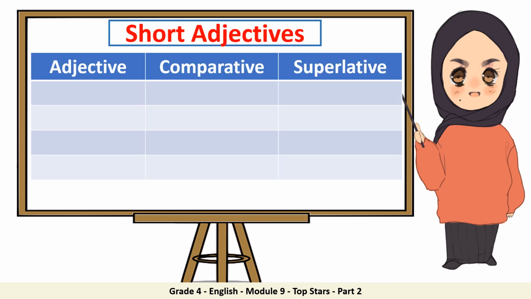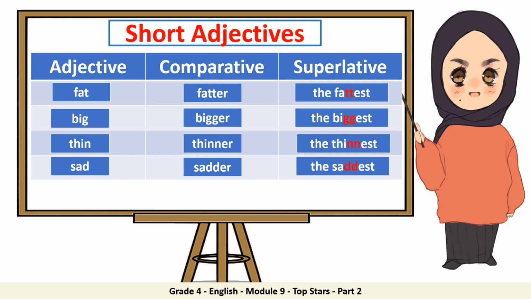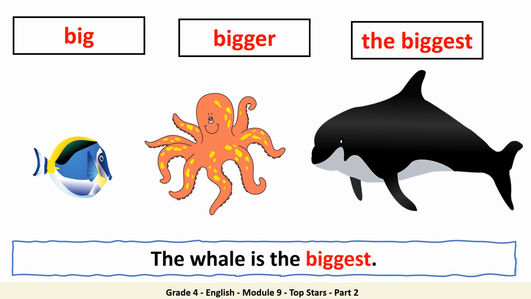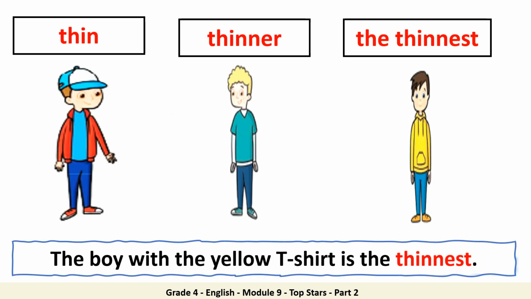Let's check the table together. Fat, fatter, the fattest. Big, bigger, the biggest. Thin, thinner, the thinnest. Sad, sadder, the saddest. Can you spot the superlative? Great job! Let's have some examples. The whale is the biggest. The boy with the yellow t-shirt is the thinnest.